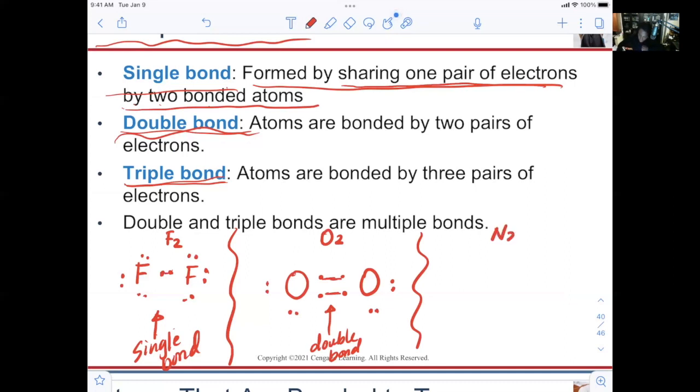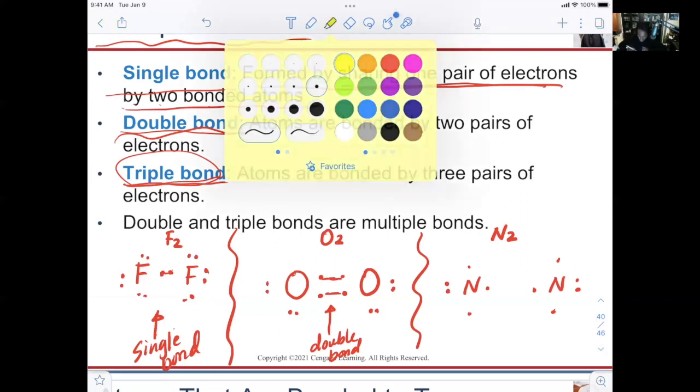In N2, where we're going to be seeing triple bonds, we see N and N. Each N is in group 5. So I have 1, 2, 3, 4, I guess I put it right here, 5. 1, 2, 3, 4, 5. Okay. Oh, one thing I failed to mention, my bad. Let me go back here.